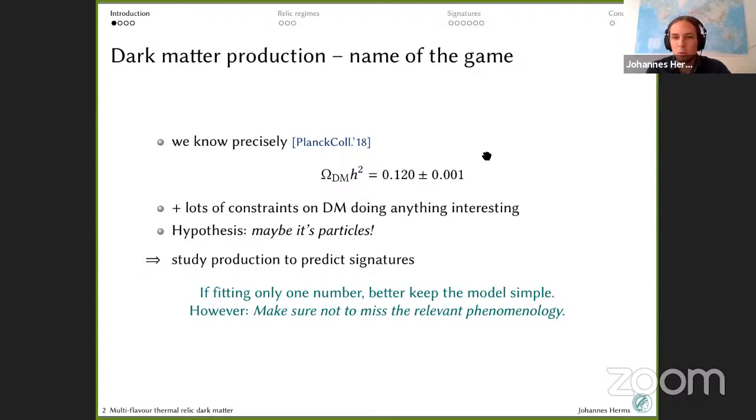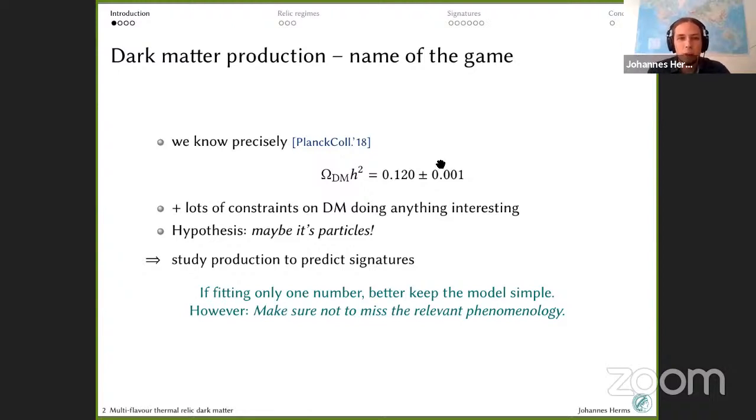The issue with dark matter at the moment is that we know really well how much of dark matter there is, and then have lots of constraints on dark matter doing anything else, being too fast, being too charged, and so on, but not much else. So if we now make the hypothesis that this dark matter consists of particles, we want to somehow infer the properties of these particles. And the goal of dark matter production is to link the observed dark matter abundance to particle physics properties that we can observe in the lab or in galaxies or in the universe. So we study production to predict signatures.